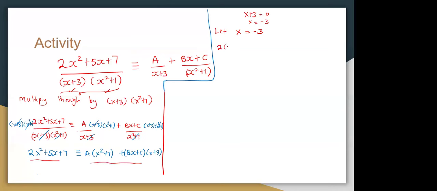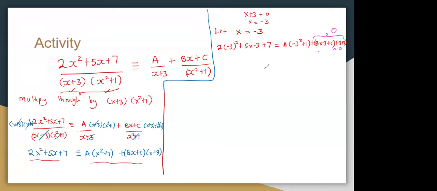So I'll have 2 into negative 3 squared plus 5 times negative 3 plus 7 equaling to A, which I don't have, negative 3 squared plus 1 plus B times negative 3 plus C into negative 3 plus 3. Now, what do you take note of? You take note of that this one is going to be 0. Negative 3 plus 3 is 0. So here, 0 times anything will go away.